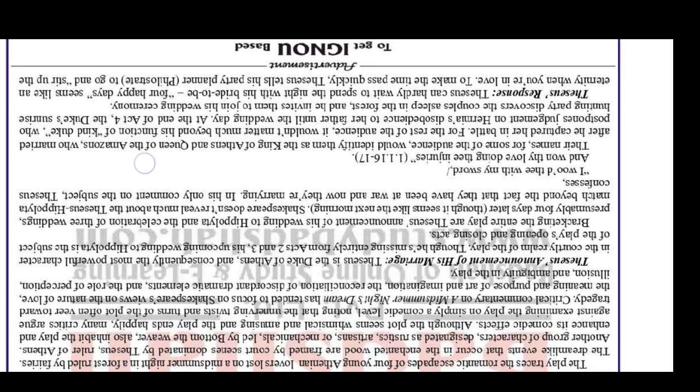The Athenian aristocrats. A Midsummer Night's Dream starts and virtually ends with the aristocrats. It starts with Theseus. How we interpret his relationship with Hippolyta will decide how we see the relationships of the other couples. The play traces the romantic escapades of four young Athenian lovers lost on a midsummer night in a forest ruled by fairies. The dream-like events that occur in the enchanted woods are framed by the court scenes dominated by Theseus' rule of Athens.